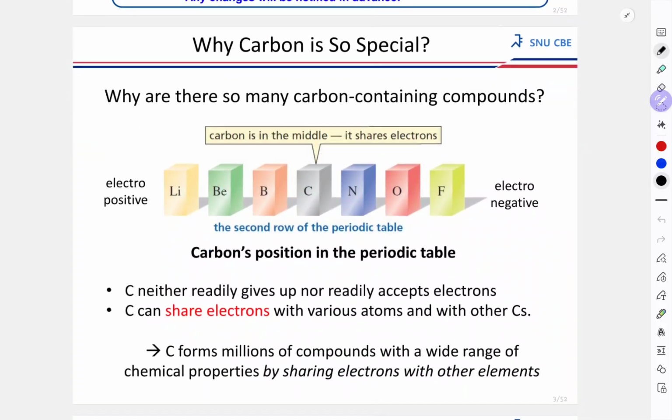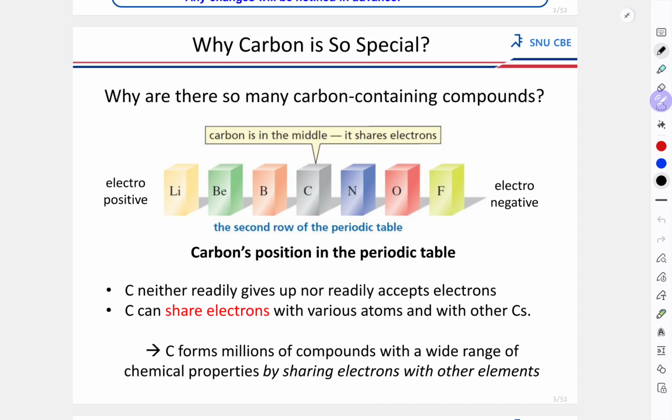And the simple intuitive answer for that is the location of carbon in the periodic table. Right? If you think about carbon's position in the periodic table, you can rationalize this element can neither readily give up nor readily accept the electron. What does that mean? Basically, carbon can share electrons to make a bond with the other elements pretty well, right? That's why carbon can form millions of compounds with a wide range of chemical properties by sharing electrons with other elements. Okay? That's why carbon is a special and central element in organic compounds and organic reactions.